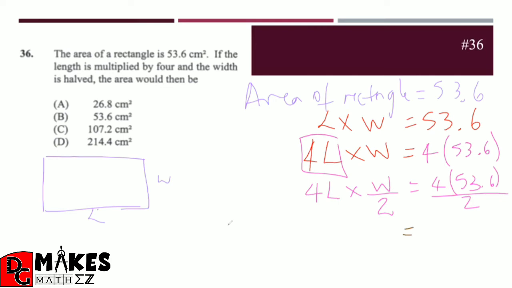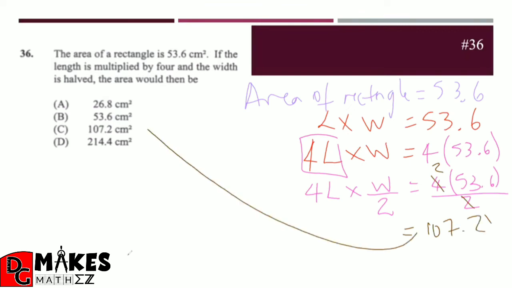And remember, you don't have a calculator right now, so you are indeed doing all of this just by hand. So you can go ahead and cancel 2 into 4, which goes 2 times. 2 times 53.6 would have been 107.2. Ta-da, and we're done. And this is the last question for today.